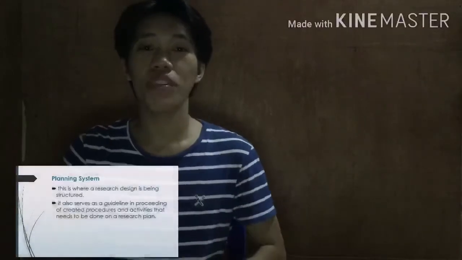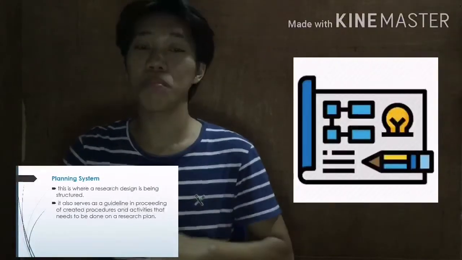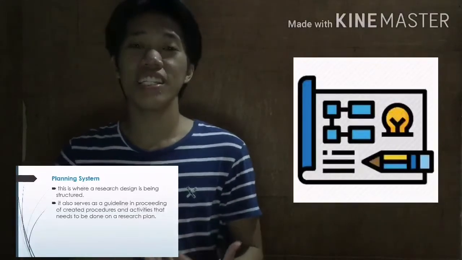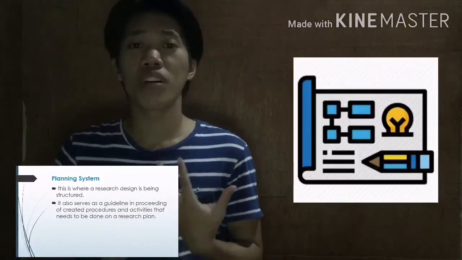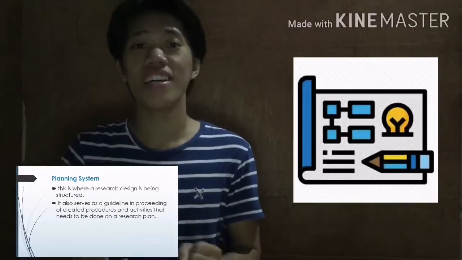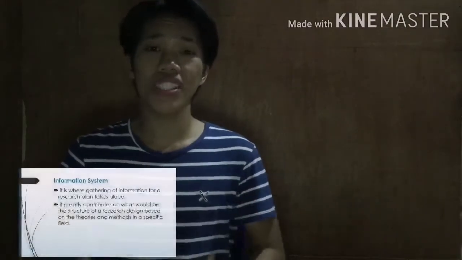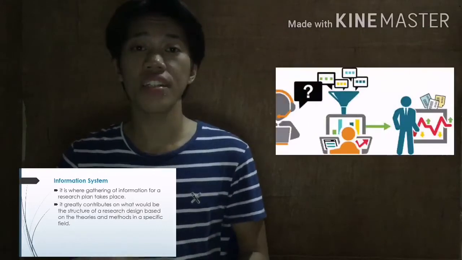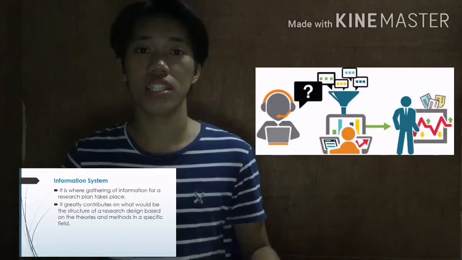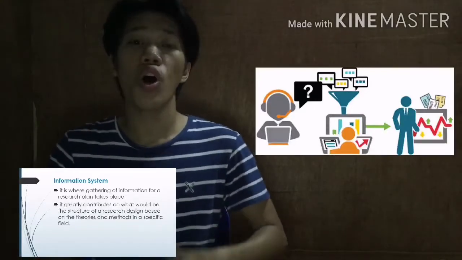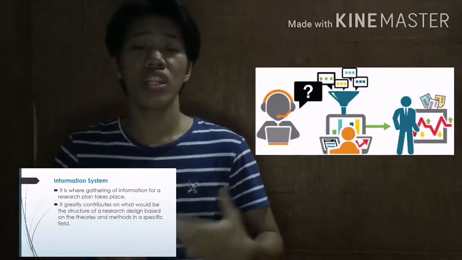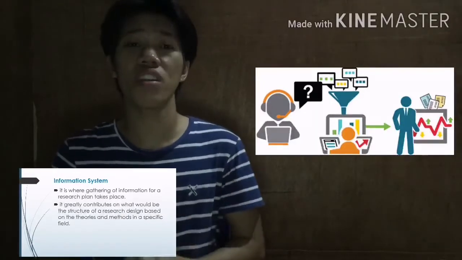In planning system, this is where a research design is being structured, and it also serves as a guideline in proceeding with created procedures and activities that need to be done by the research plan. While information system is where the gathering of information for a research plan takes place. Also, it greatly contributes to what the structure of a research design would be, based on theory and methods in a specific field.